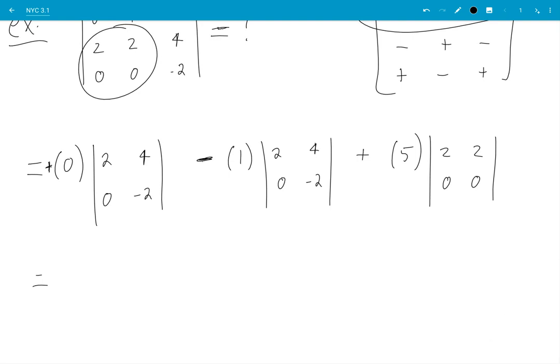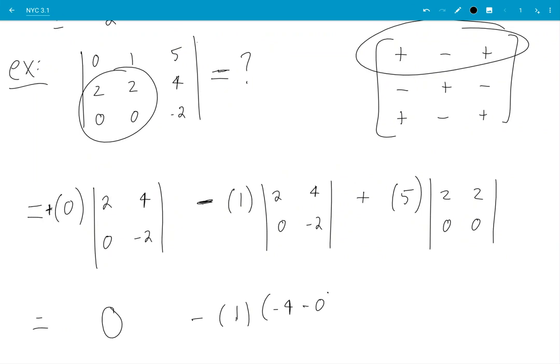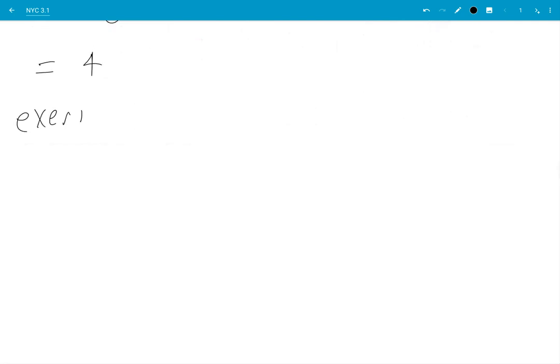Okay, then I work this out. Well, I got a 0 here, right? So that's just 0 minus 1 times -4 minus 0 plus 5 times 0 minus 0. So we get plus 4. All right. Exercise. I want you to try this one.